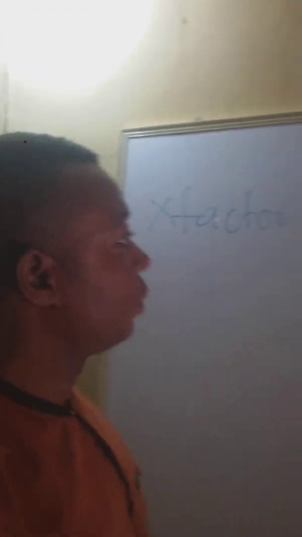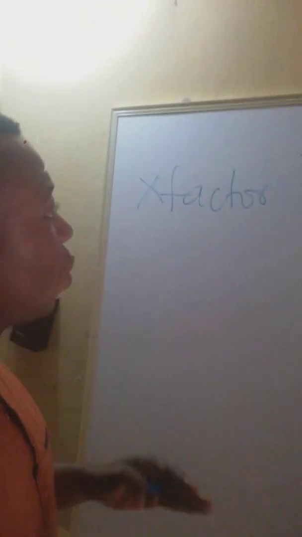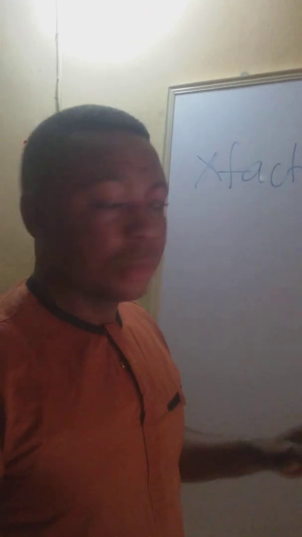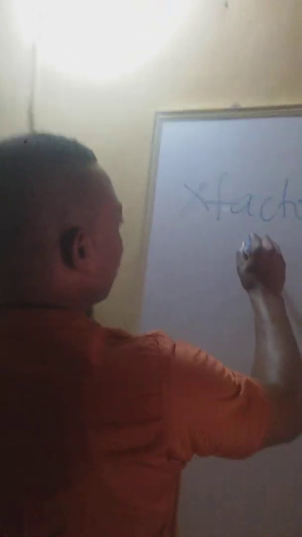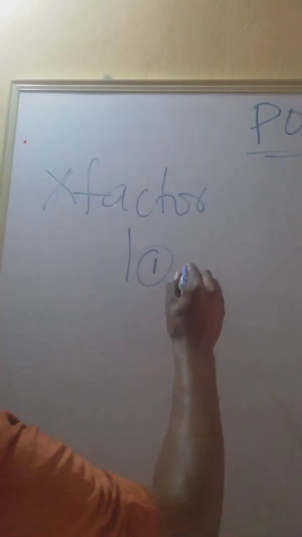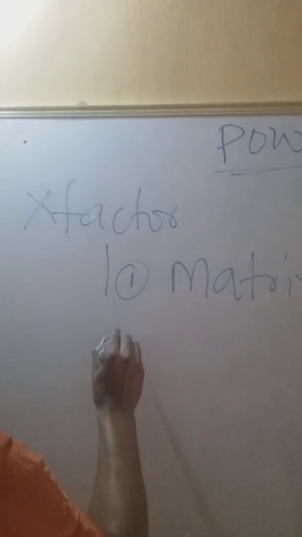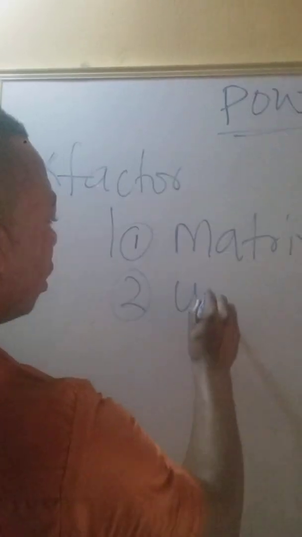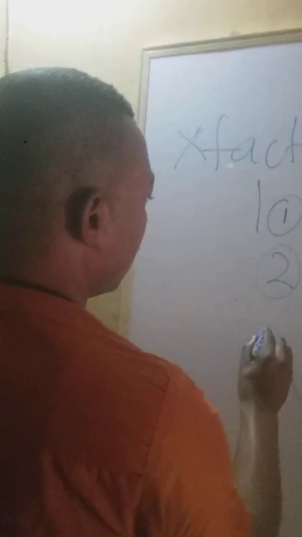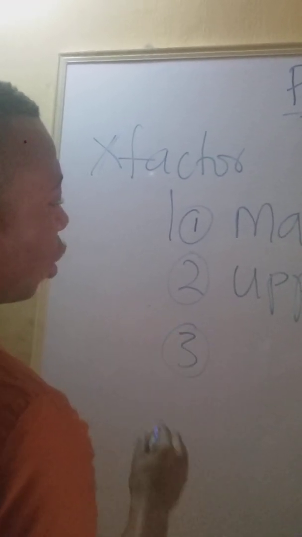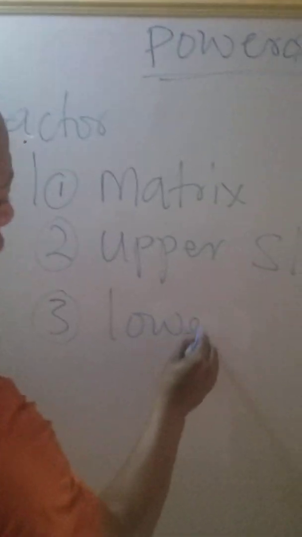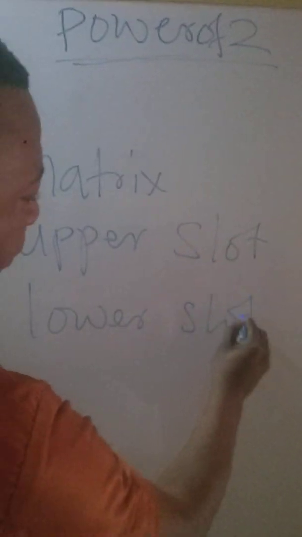X factor. What is the X factor? The X factor on its own has three branches in the power line. Now, the first branch is the matrix. Then the second branch of the X factor is what I call the upper slot. And then the third one is what I call the lower slot.